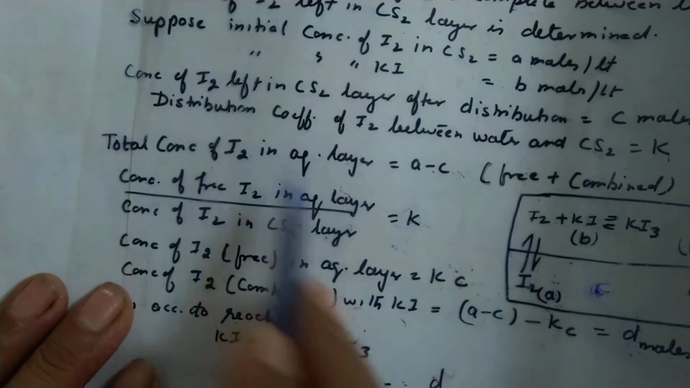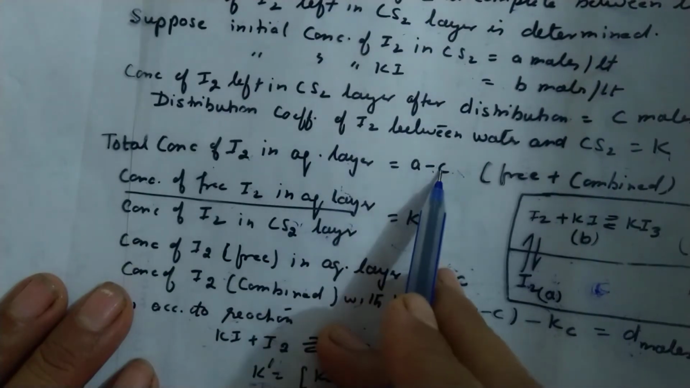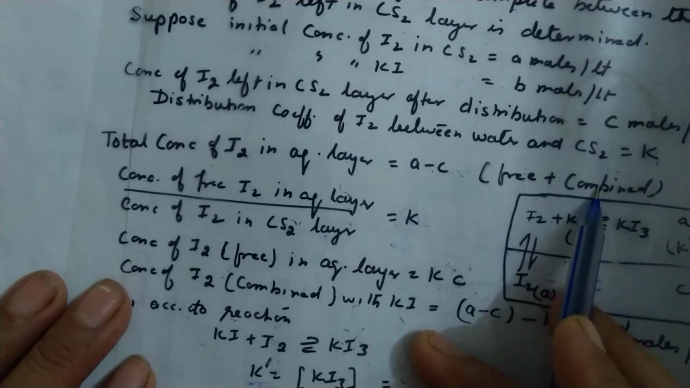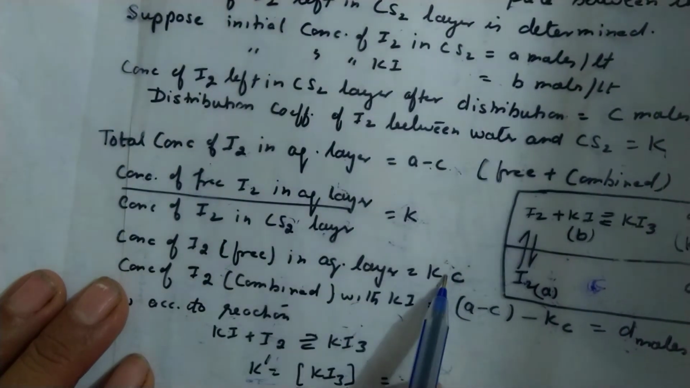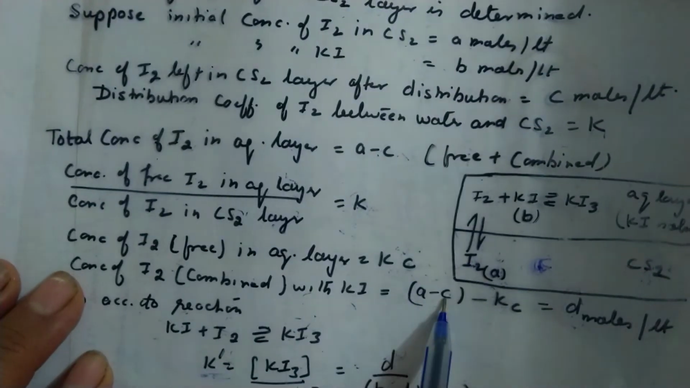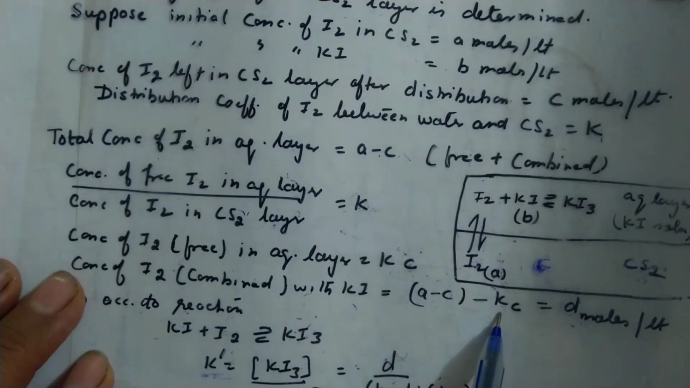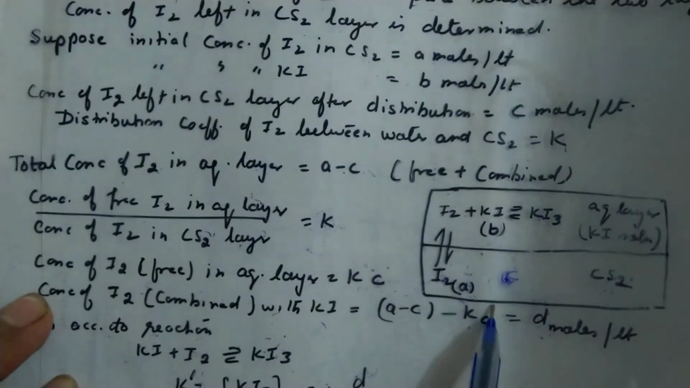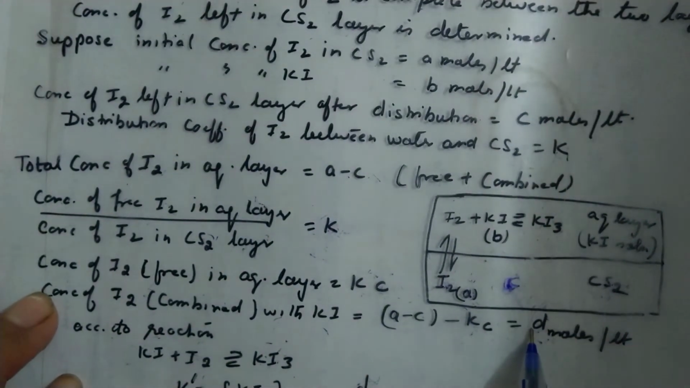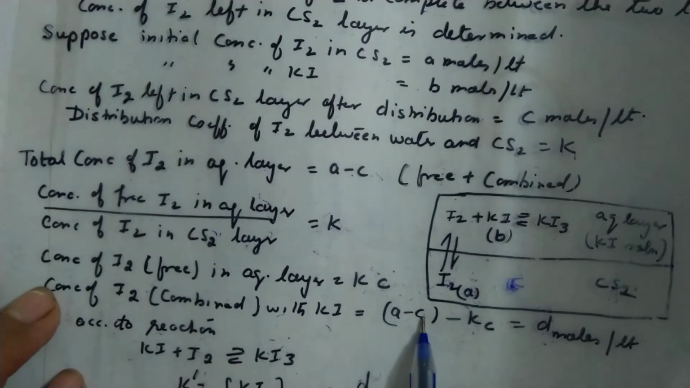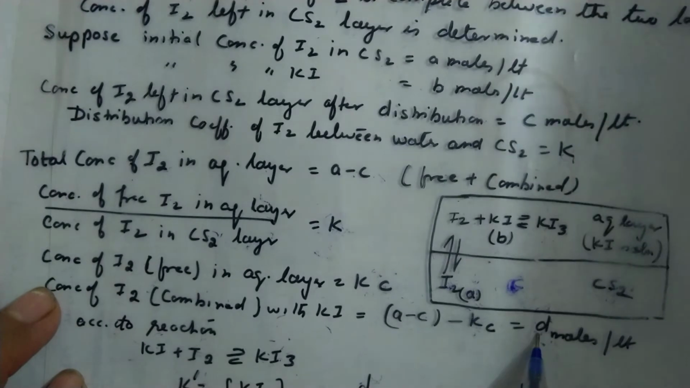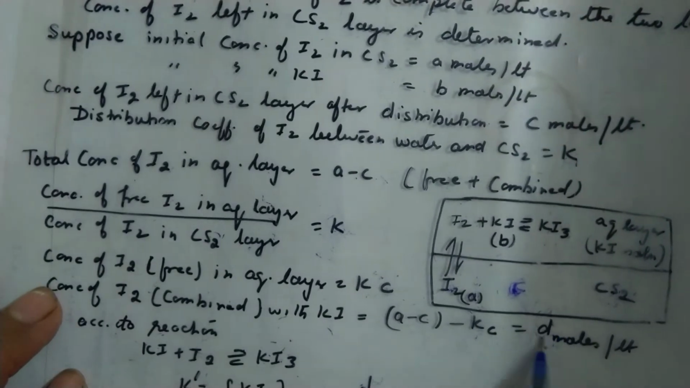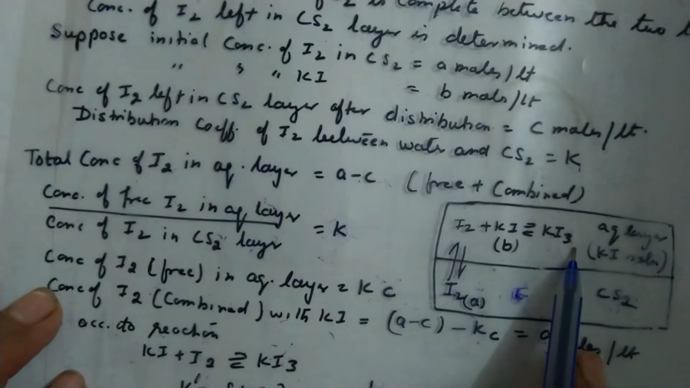What total concentration in water did you find? A minus C, which includes free plus combined, and here you have calculated the concentration of free iodine, KC. So how much is combined? The total was A minus C, so combined is A minus C minus KC, and instead of writing that long expression, we will write D. So what is D? A minus C means total minus free. Total minus free is equal to combined. Okay, so D is the combined concentration of iodine in the aqueous layer.